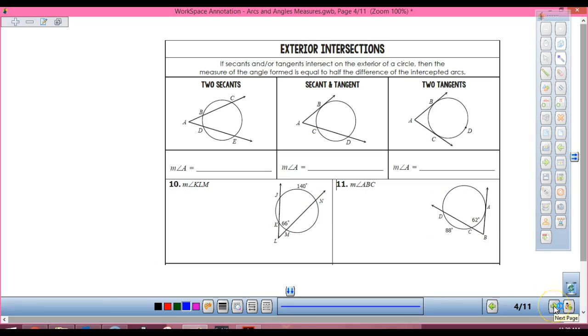If they intersect outside the circle, you're going to take 1/2 big arc minus little arc. So for this one, you've got 1/2. What's my big arc? CE minus, what's my little arc? BE. Exact same thing here. 1/2. What's my big arc? BD. Yep. Minus little arc, BC. And then here we've got 1/2. What's my big arc? BC minus BC.